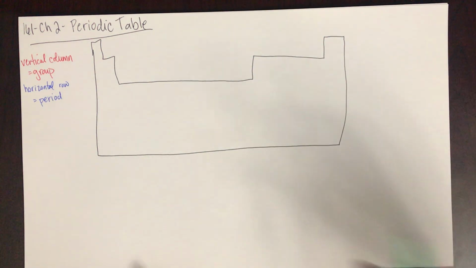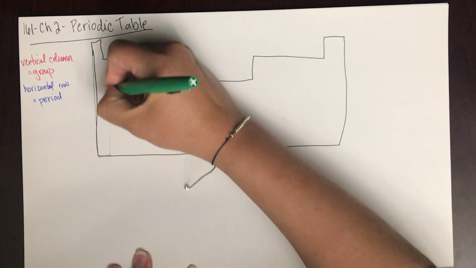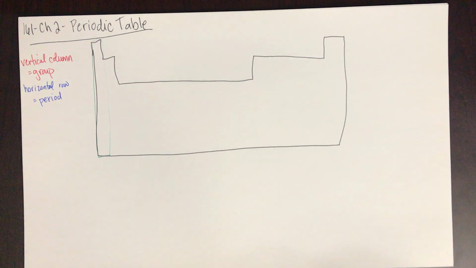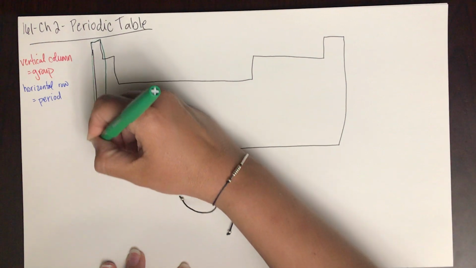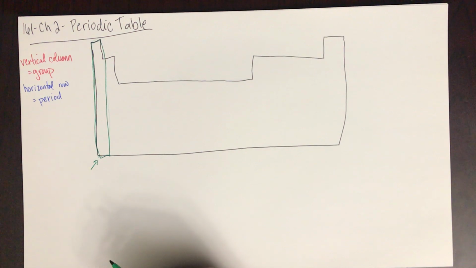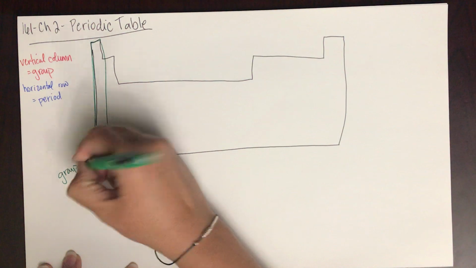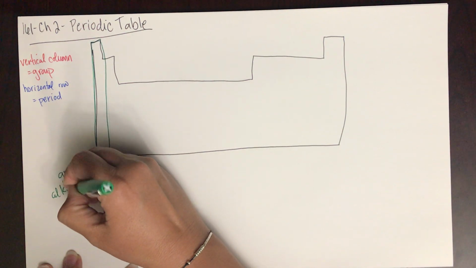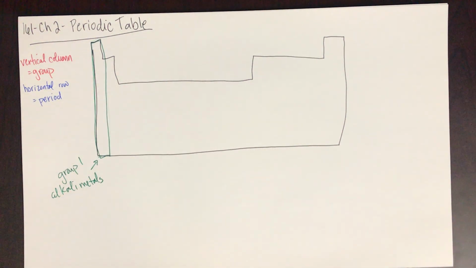So first of all, the first group in the periodic table, this first group right here called group 1, these are called the alkali metals. So this is group 1. These are called the alkali metals. Everything in group 1. Maybe before I go into group by group, I should break a few things up.